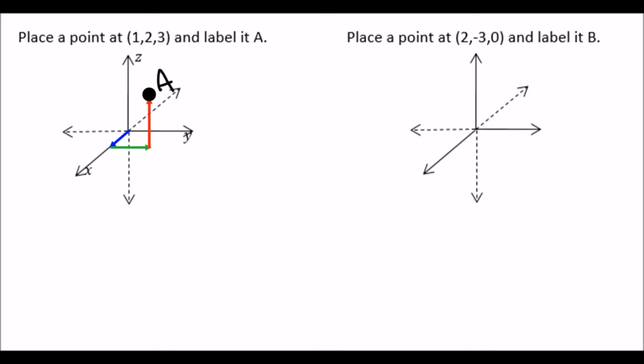Place a point at 2, -3, 0 and label it B. So again, I'm going to go out 2 on the positive x-axis, there's 2. And since y is negative, I'm going to go in the negative direction instead of the positive. Then my point B is right here. There is no z, so I'm not going up and down, so this is my point B.